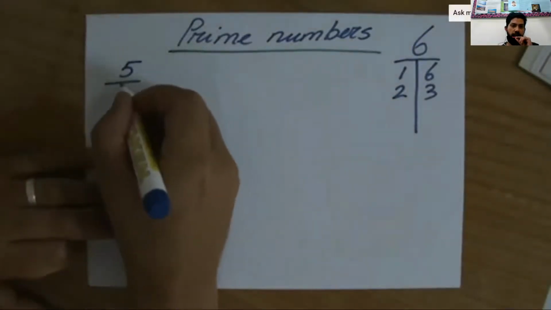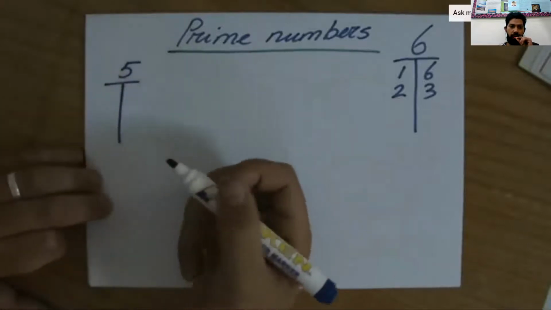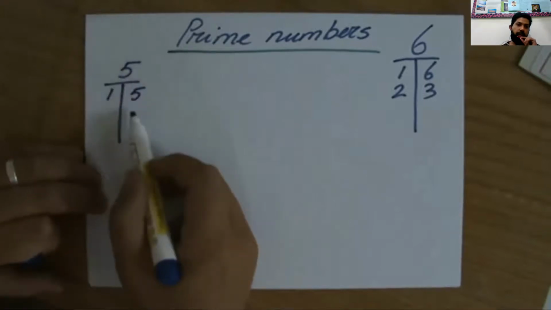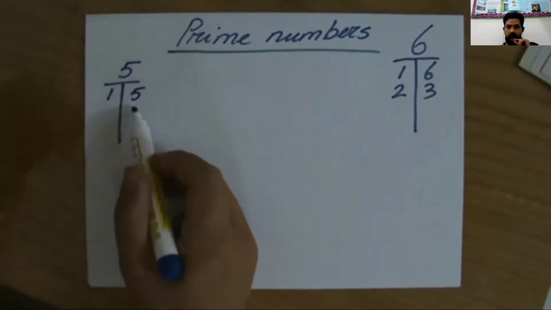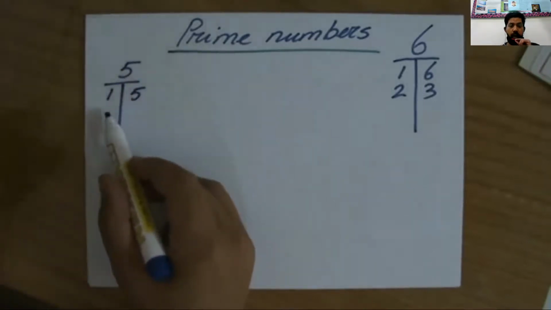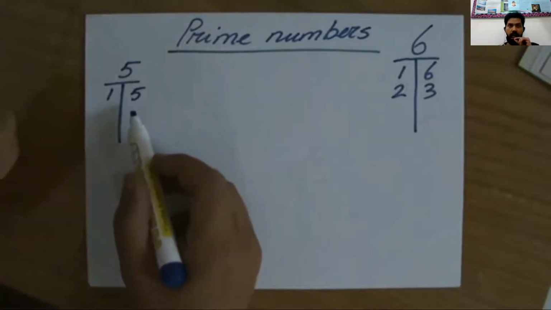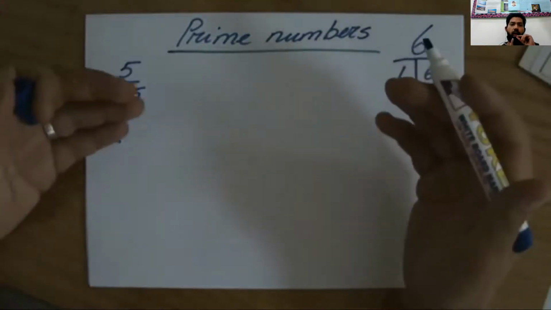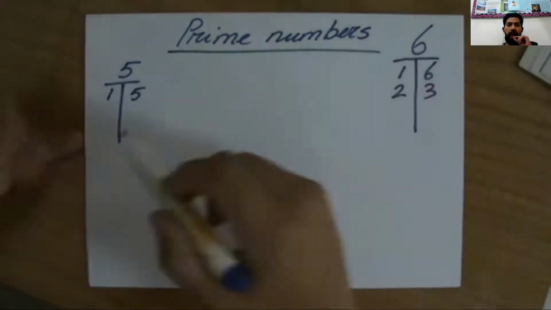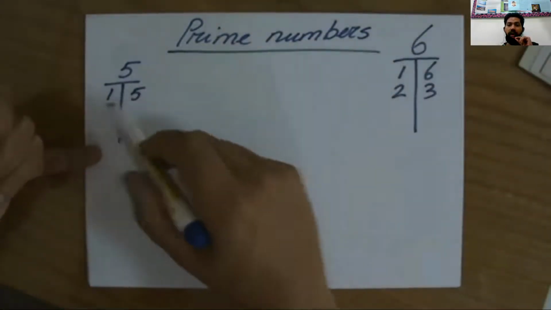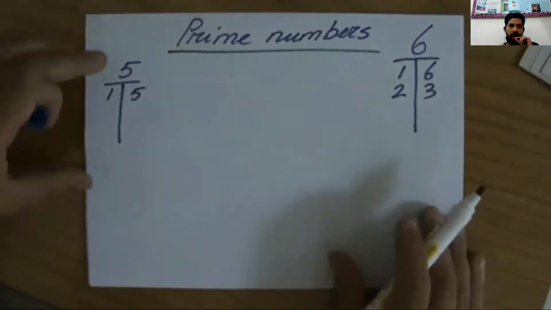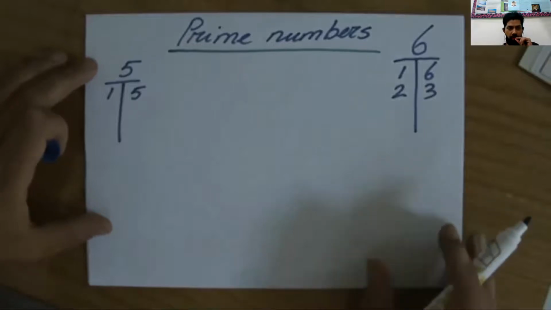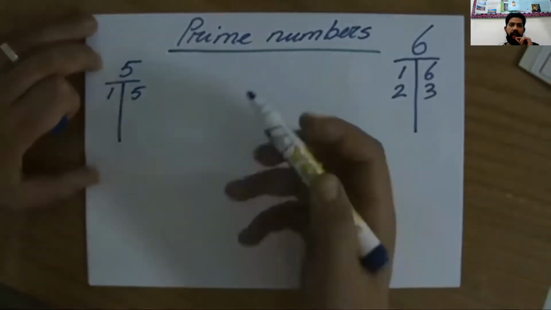Okay, another example, number 5. Factors of 5: 1 times 5, right? Next, 2 times, no; 3 times, no; 4 times, no; 5 times 1, and 1 times 5 or 5 times 1, both are the same, right? So 1 is one factor, and number 5 is the other factor. So we got exactly two factors, guys. Number 5, we got exactly two factors, 1 times 5. So you have to check for exactly two factors.